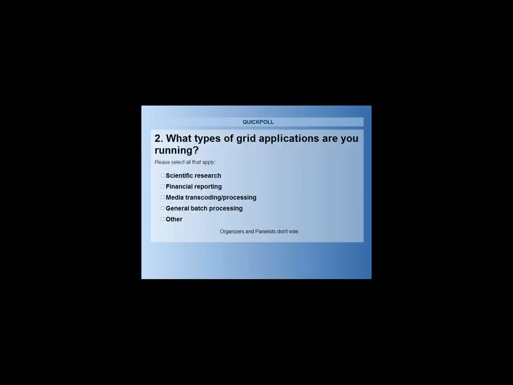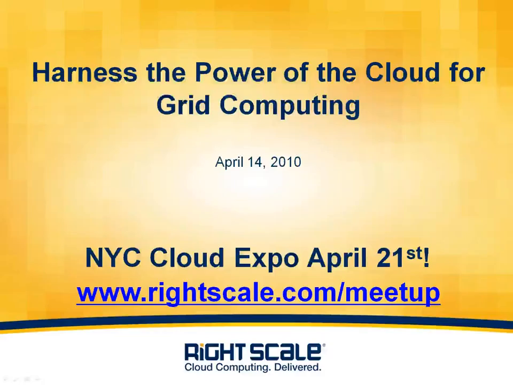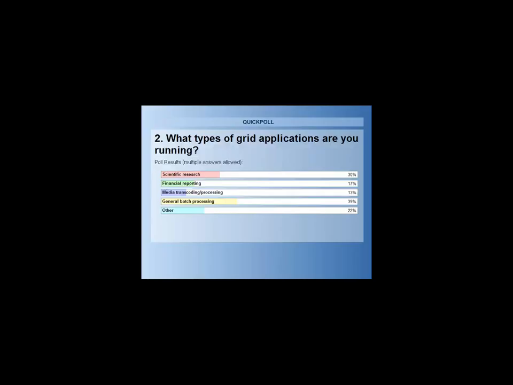So let's kick off the second poll. This one is essentially around what type of grid applications you are running, so a little bit about what those workloads are. Interesting. Okay, it looks like we have quite a few folks from the scientific community, pharmaceutical and whatnot, and then a lot of general batch processing. Great. Thank you.